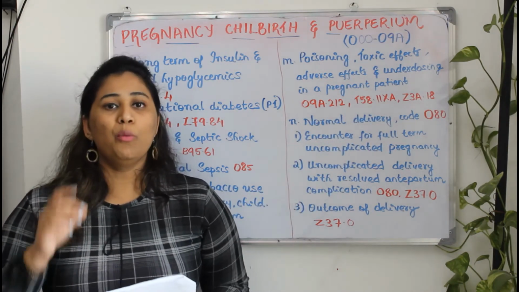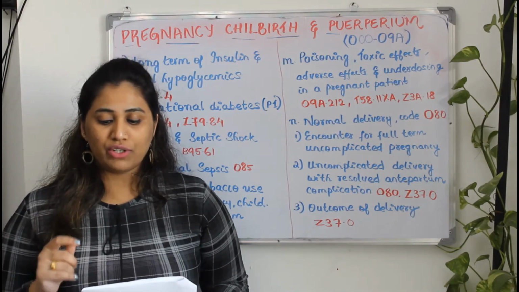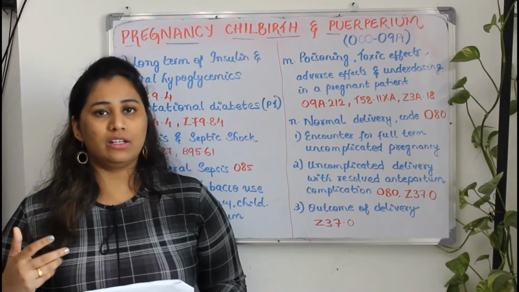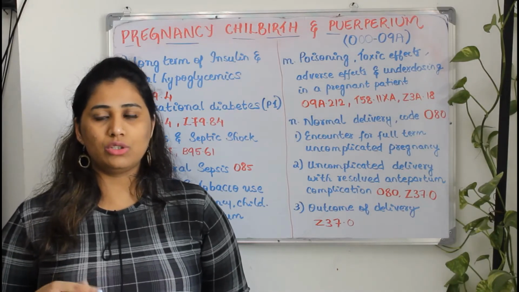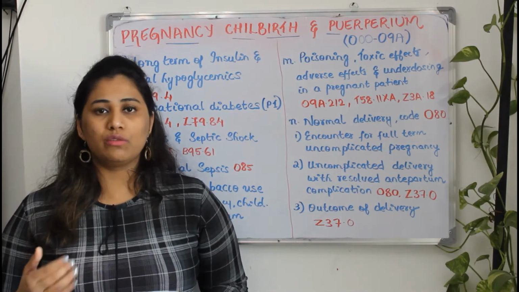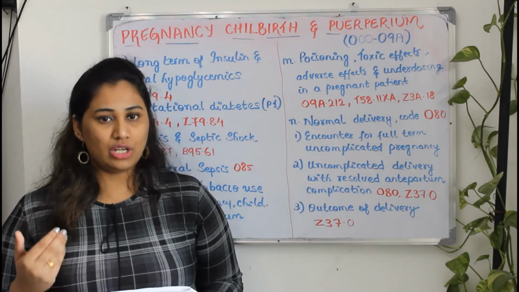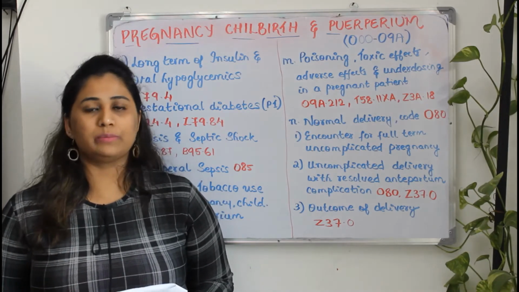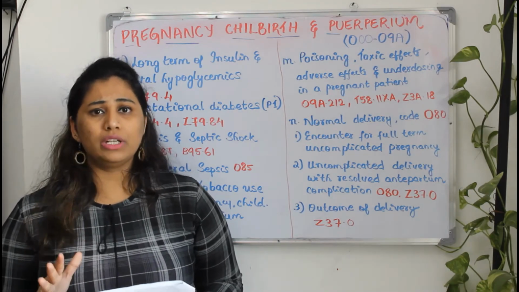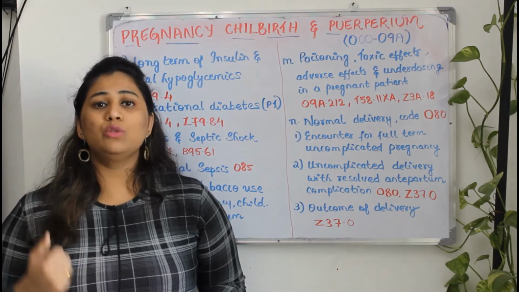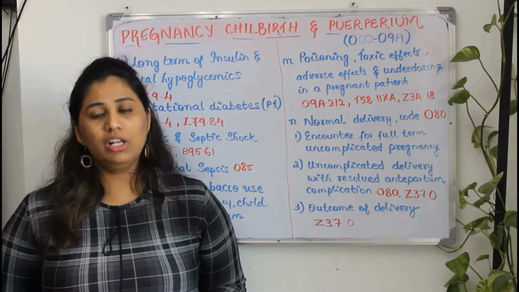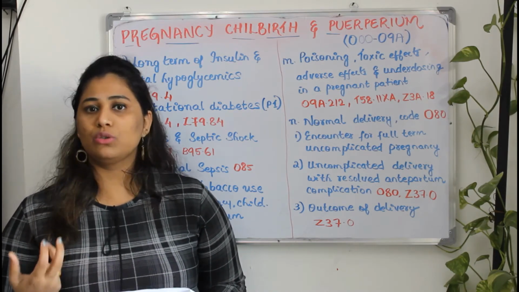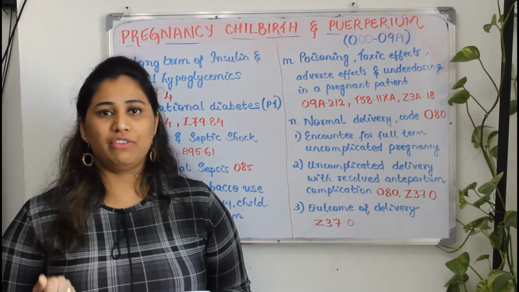T51.11XA is the poisoning code: toxic effect of carbon monoxide from utility gas, accidental, that means unintentional. In the example, they have clearly told it is an unintentional poisoning, so we mention it as unintentional poisoning. Your third code will be the weeks of gestation. The only thing you need to understand here is how to pick a code from your drug and chemical table. So just go back and watch how to pick a code from the drug and chemical table, and you will be easily able to identify it.